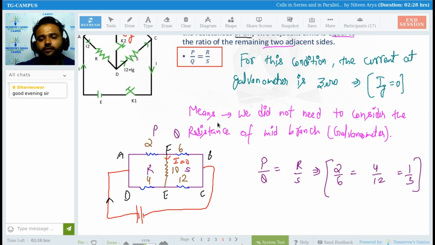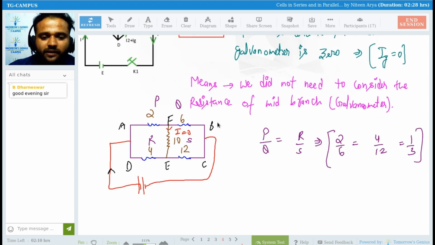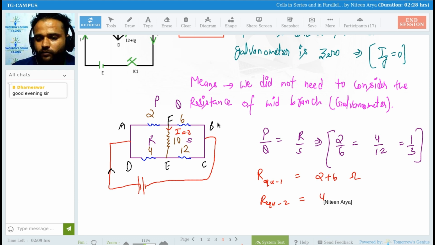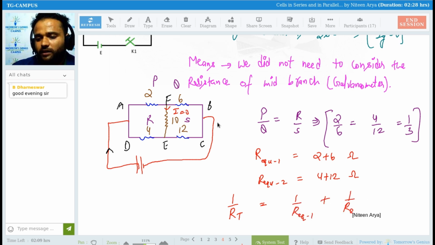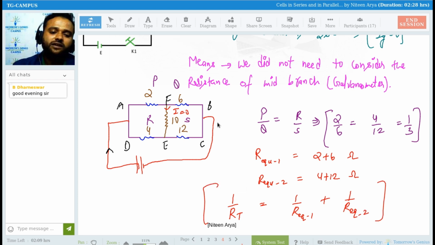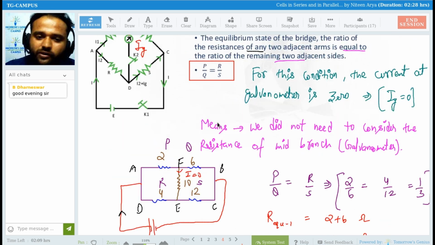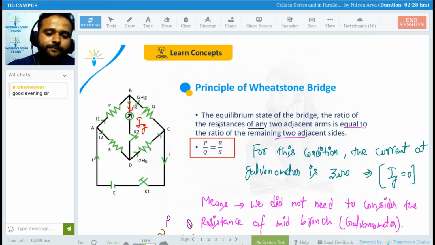So in finding the net resistance, we do not need to consider this 10 ohm. 2 and 6 are in series, so R equivalent 1 is 2 plus 6 ohm, and R equivalent 2 is 4 plus 12 ohm. Then both are in parallel, so 1 by R total equals 1 by R equivalent 1 plus 1 by R equivalent 2. This is the whole picture for which we are working. Is this clear, everyone?